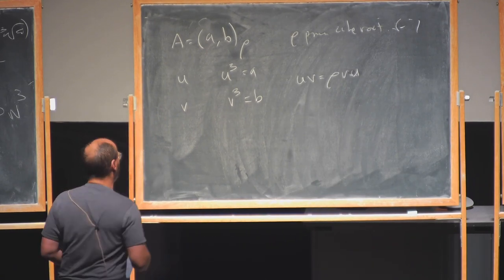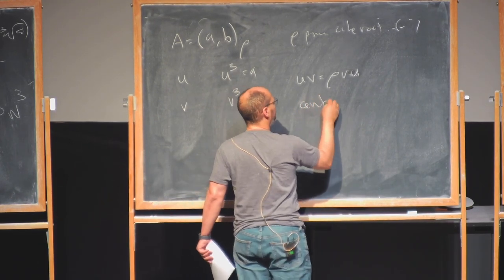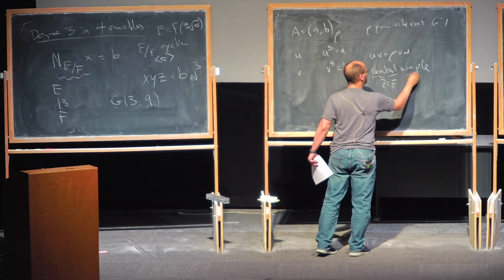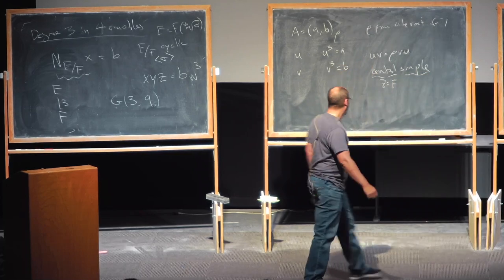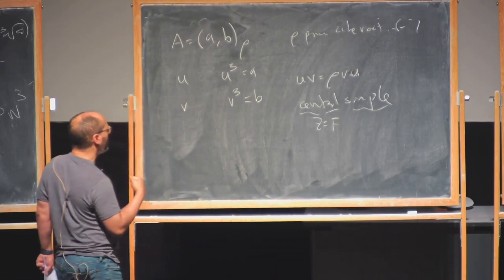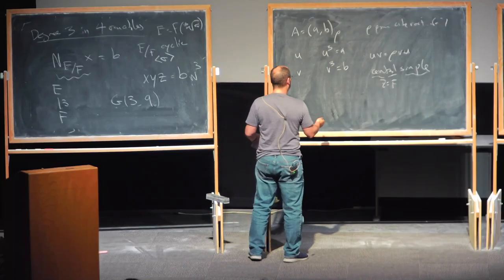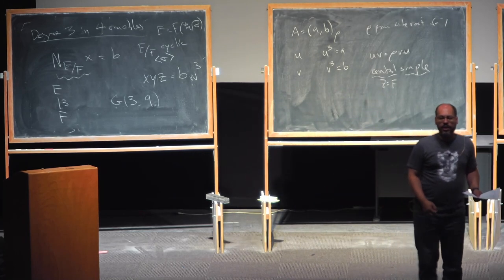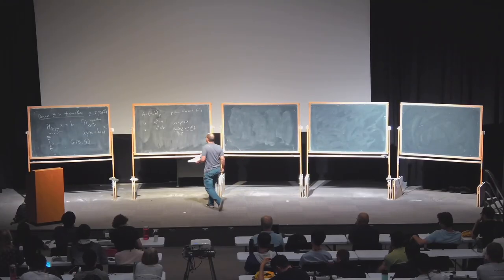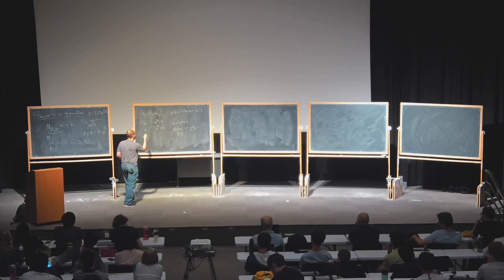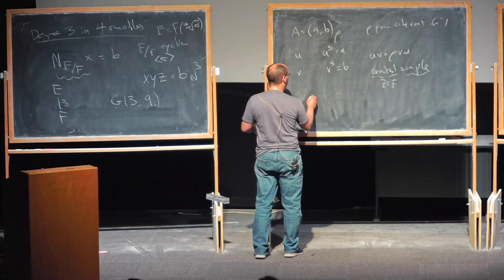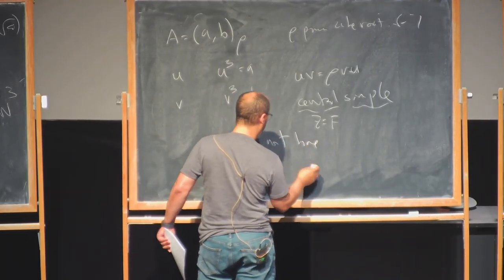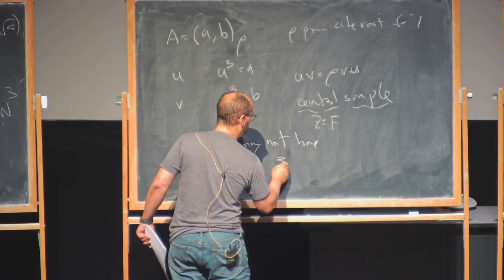It turns out to be a central simple algebra, which just means that the center is the ground field. And simple means no two-sided ideals. So it doesn't have any two-sided ideals, but it may well have one-sided ideals. But these one-sided ideals only come in a very restricted way. So in this particular algebra, it may or may not have three-dimensional right ideals.